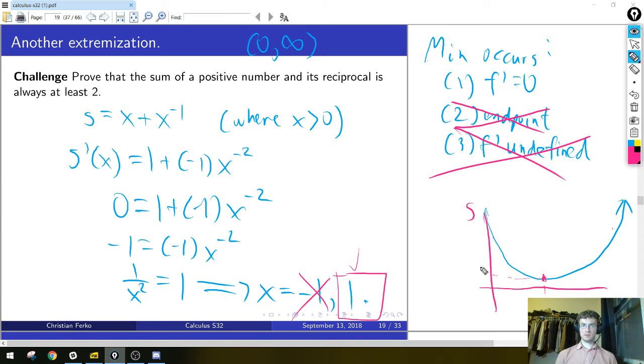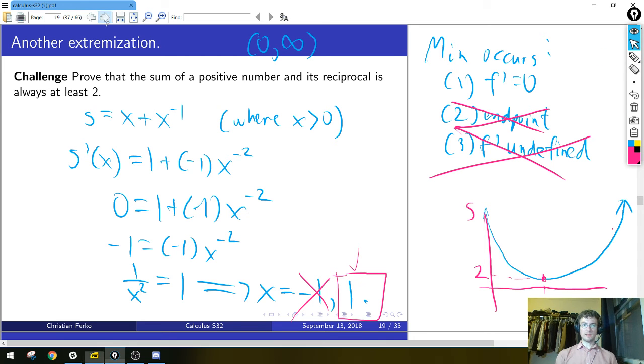It is 2. Good, it is 2. So if we believe that that is indeed the global minimum, then we have proven that the function s of x is always greater than or equal to 2, which is what we wanted to do. Right? The sum of a positive number and its reciprocal is always at least 2.